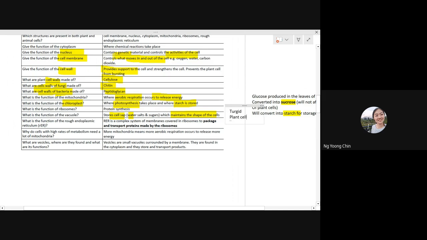We will learn what is meant by turgid plant cell. It means the plant cell gets a lot of water stored inside the vacuole, so it will expand and become very turgid. Means very fresh, and the content inside is full of water. Then how about the rough endoplasmic reticulum? Rough endoplasmic reticulum is just like a railway, okay, because it helps to transport the proteins made by ribosome to the Golgi apparatus.